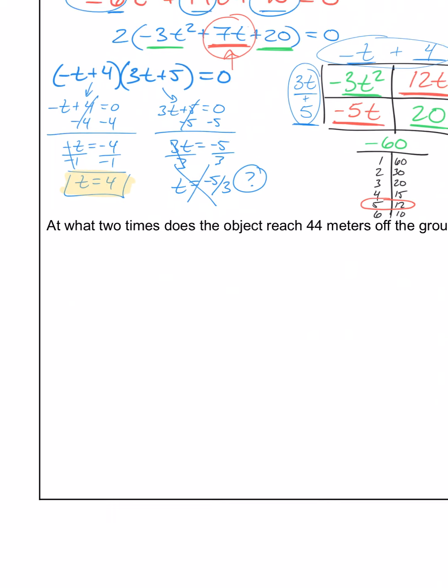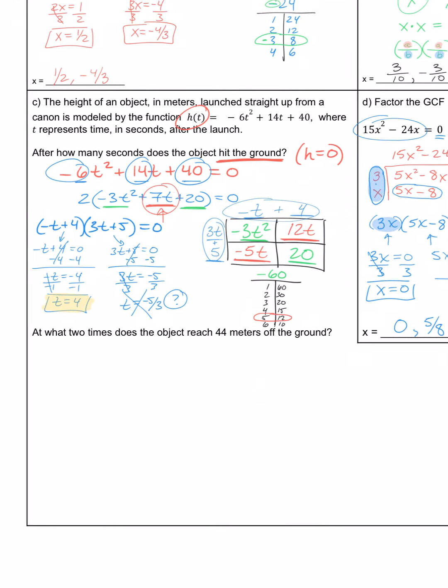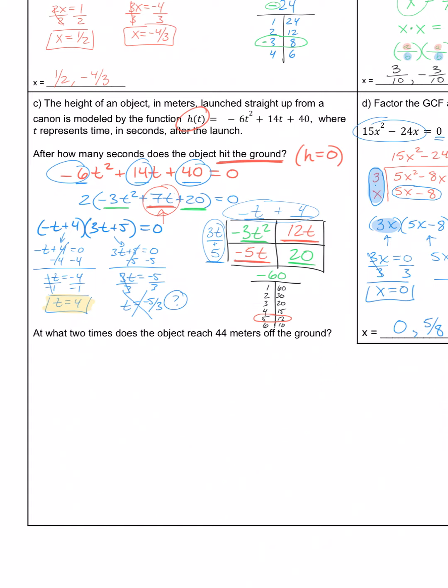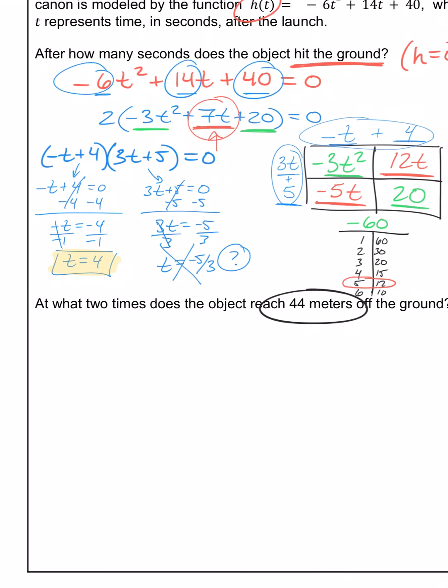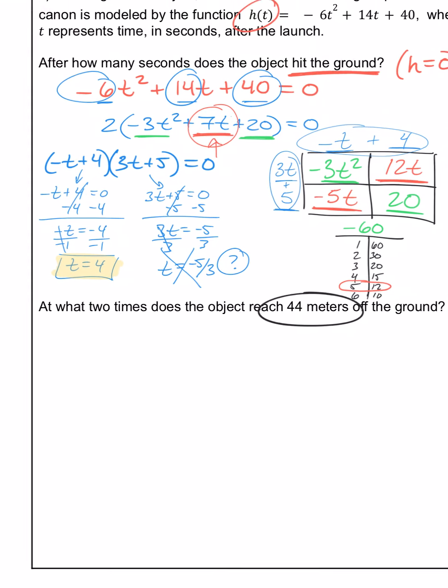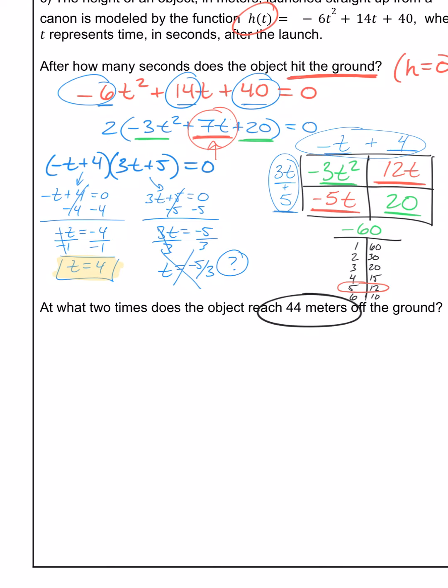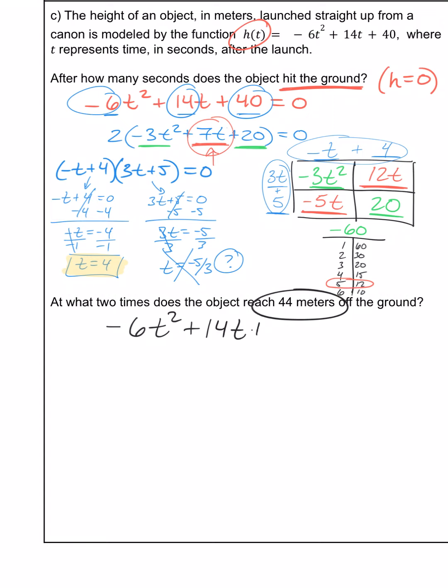Okay, now let's try the next one. This one's a little different. It says, at what 2 times does the object reach a height of 44 meters off the ground? So here's what we want to do. We're going to start setting up the same type of equation. We have h of t equals negative 6t squared plus 14t plus 40. Instead of equaling 0, it's going to equal 44. This is the same type of problem, but all we've got to do is make it equal to 0 first. There's no real change.